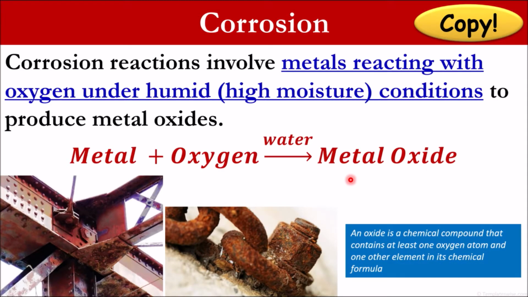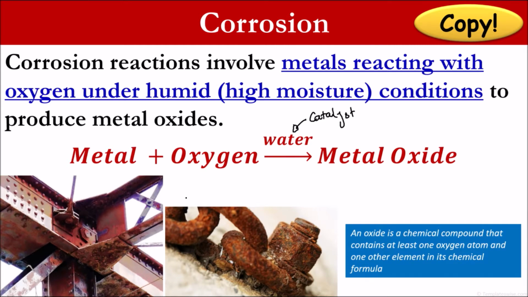Let's firstly define what corrosion reactions are. A corrosion reaction involves metal, usually, reacting with oxygen under humid, or what we call high moisture, high water content conditions to produce metal oxides. Now this is a standard word equation to describe metal plus oxygen, and then you get the metal oxide. You can see how water here is written like so. It's to say it acts as the catalyst, so it allows for the conditions for this reaction to occur faster.